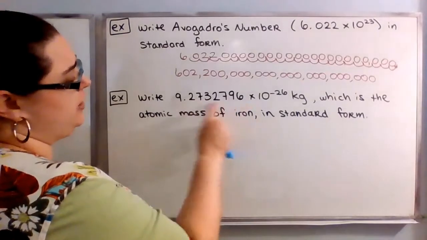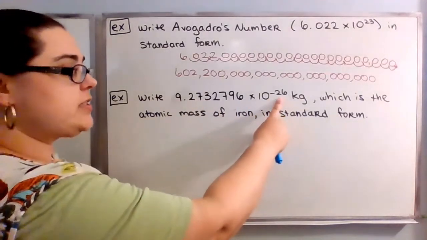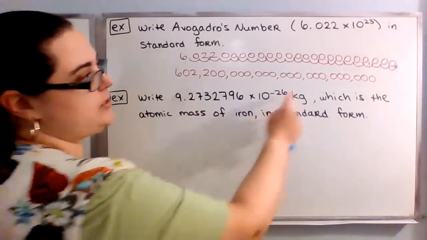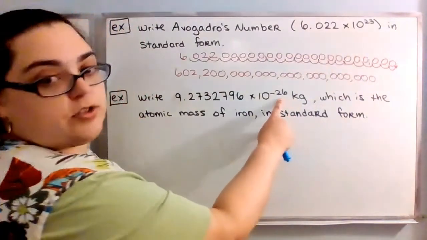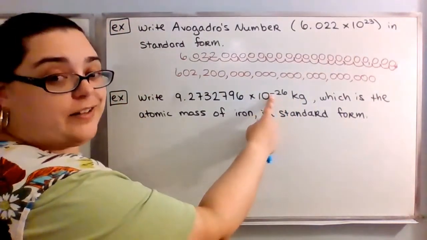So we have a certain decimal number here, and then we have times 10 to the minus 26. What's different here, we still have a large exponent. We've got our 26, whereas here we had 23. So that 26 is still going to be how many? But notice this time we have a negative 26.